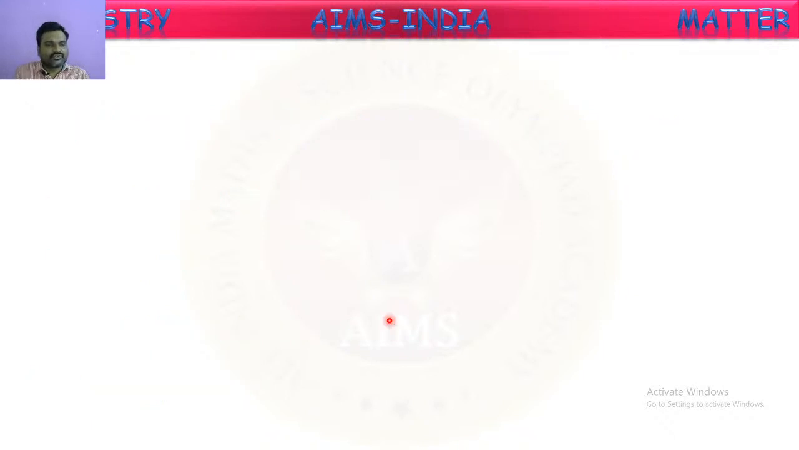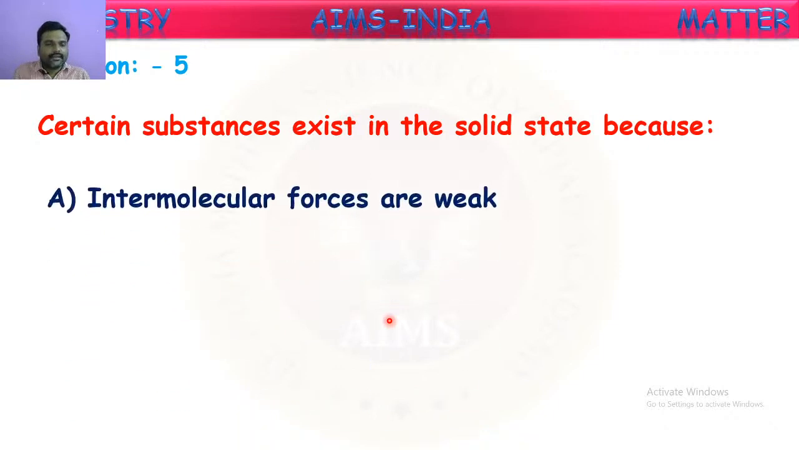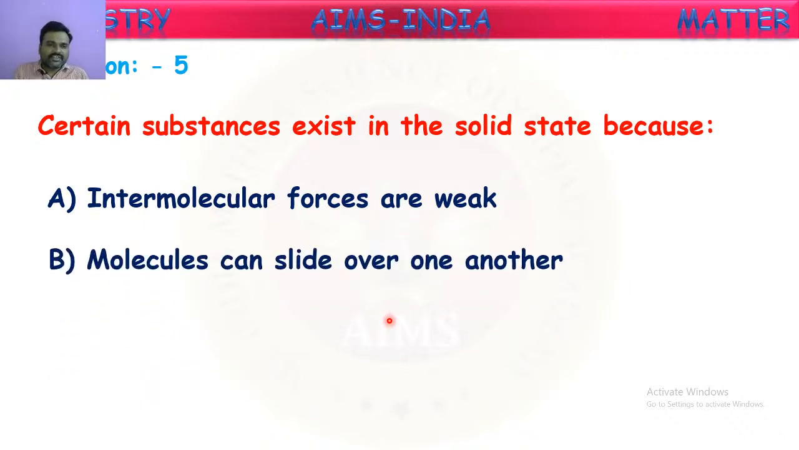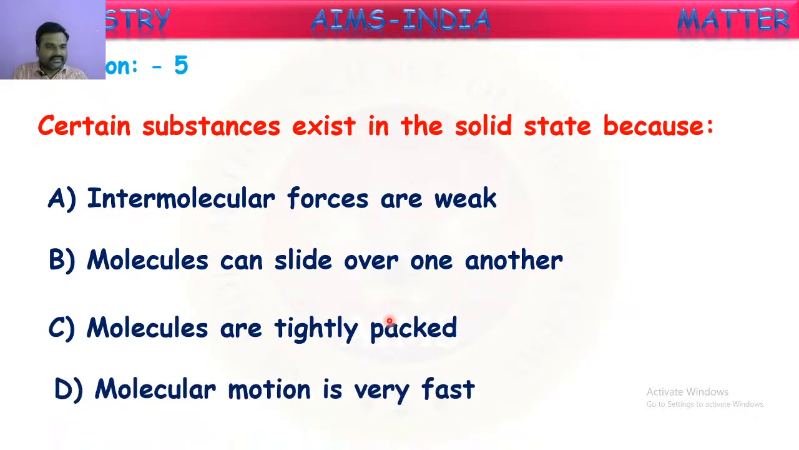Next, let us take one more question. Certain substances exist in the solid state because why? Some substances exist in the solid state. They have given some reasons. Let us see one by one. Intermolecular forces of attraction are weak, so they exist in the solid state. Molecules can slide over one another, so they exist in the solid state. Molecules are tightly packed, so they are in the solid state.